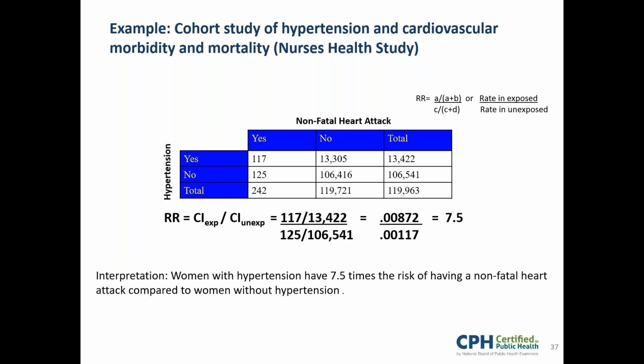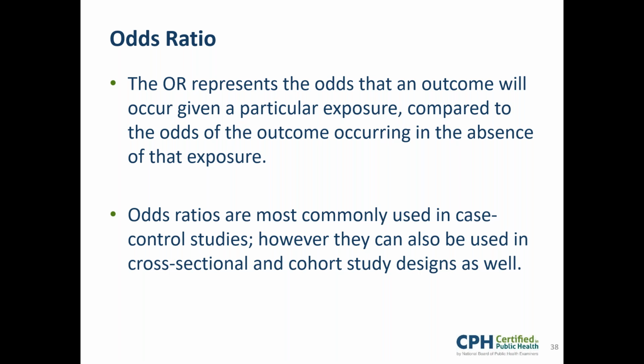Next slide, please. Okay, so let's move on to odds ratio. The odds ratio represents the odds that an outcome will occur given a particular exposure, compared to the odds of the outcome occurring in the absence of that exposure. So the odds ratio is most commonly used in case control studies, but it can be used in cross-sectional or cohort studies as well. Next slide.